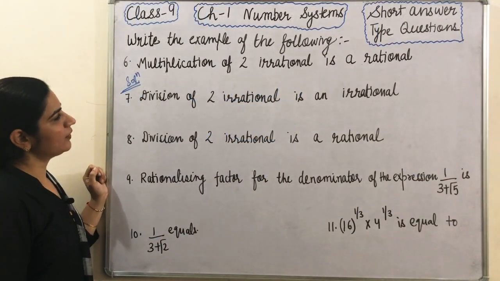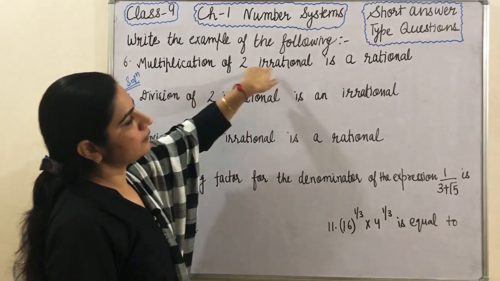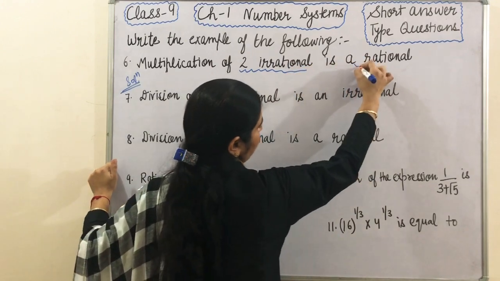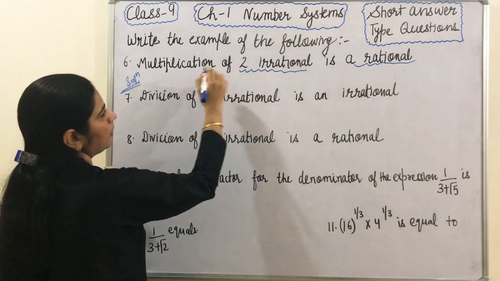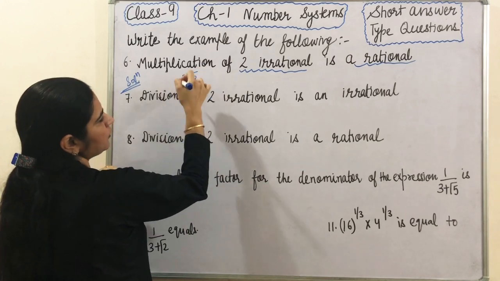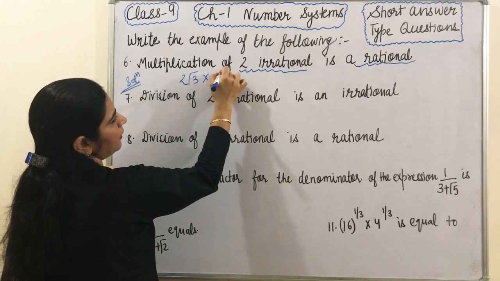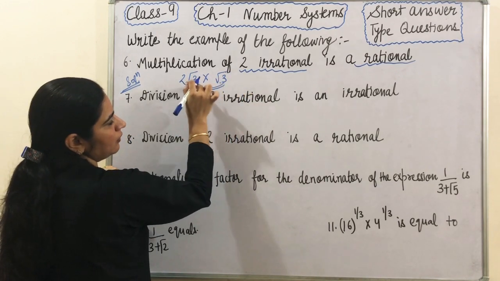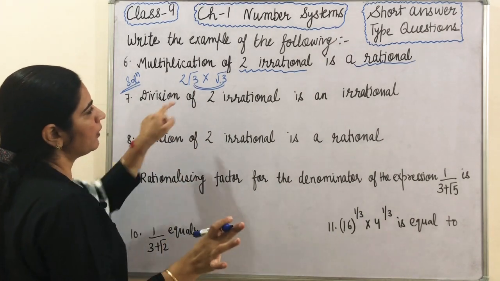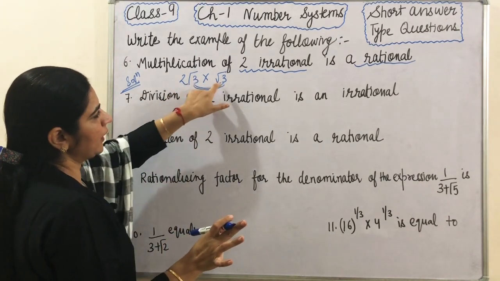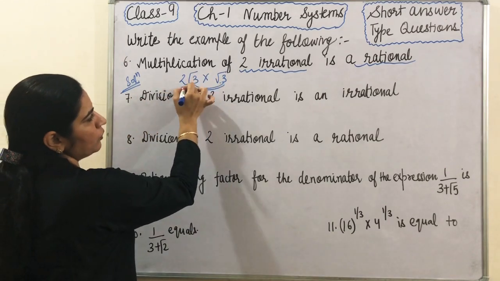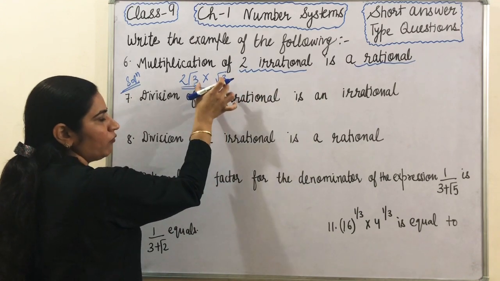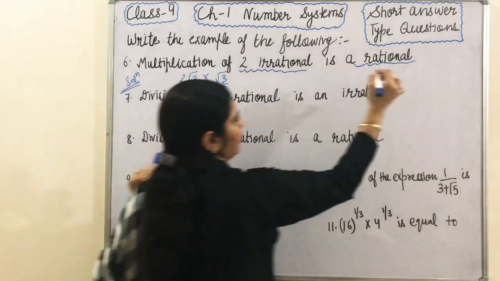Okay, next type is multiplication of two irrationals is a rational number. We have to take two irrational numbers whose multiplication should be a rational number. So here we'll take, suppose, the first number is 2 root 3, the second number is root 3. When I multiply these two numbers, this root will be cancelled. Intentionally I have taken numbers with the same root. Both are irrational numbers, but when we do the multiplication, this root will be cancelled.